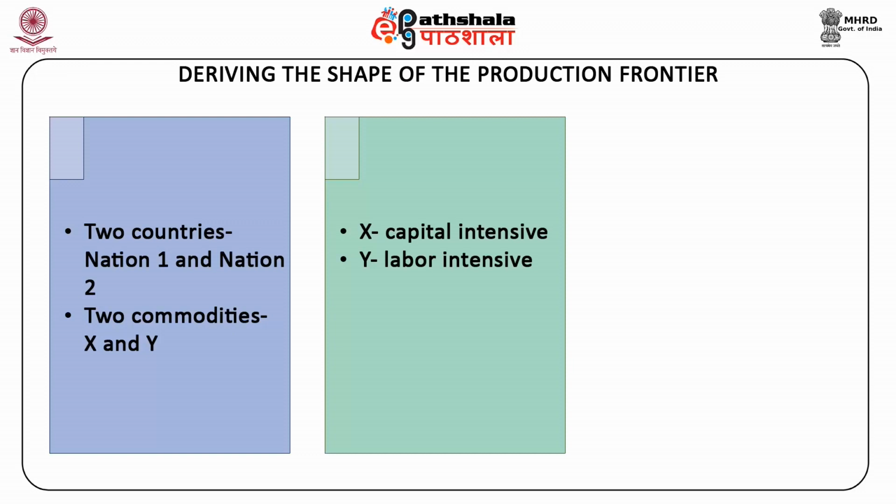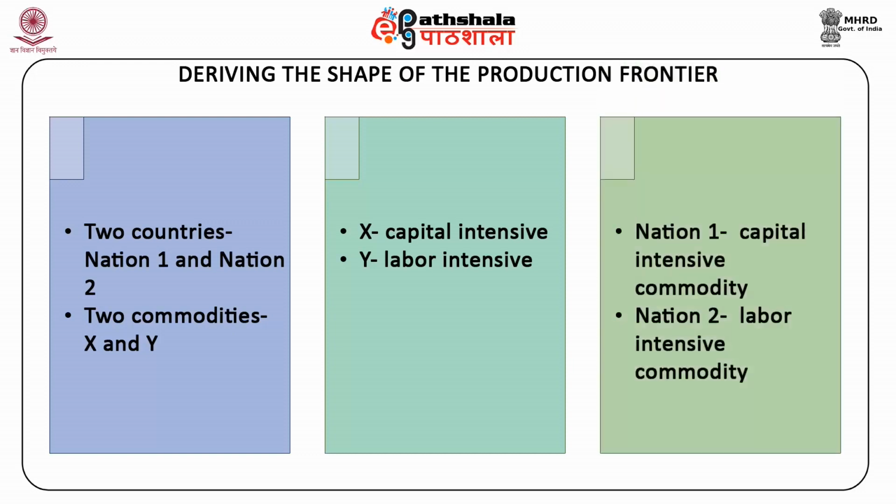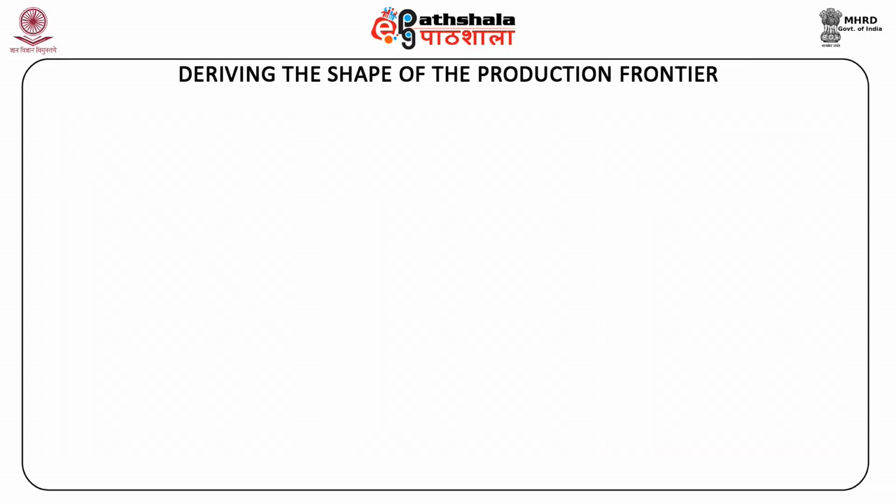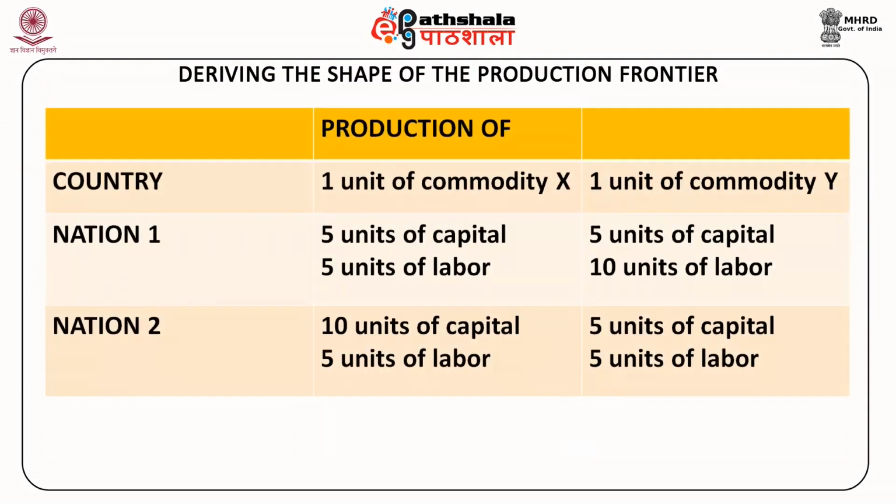Further assume that Nation 1 specializes in producing the capital commodity and Nation 2 is considered to be an agricultural country and thus specializes in commodity Y. Let us understand it with the given example.